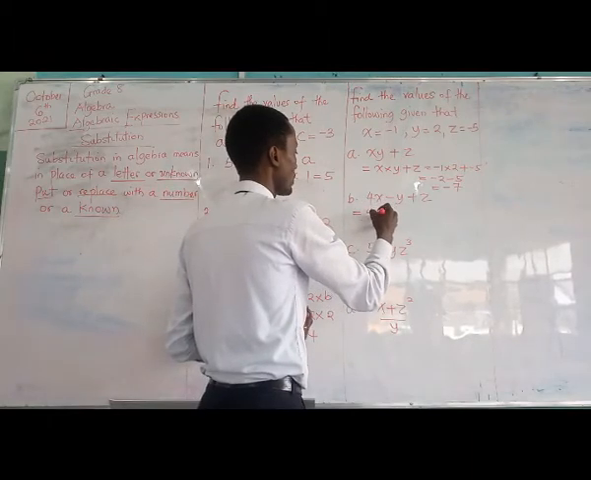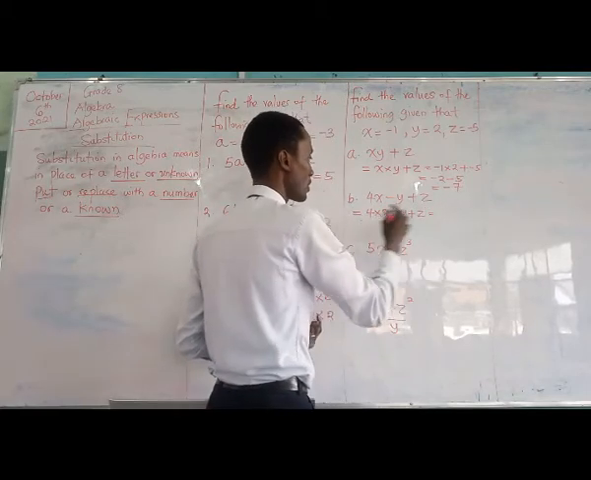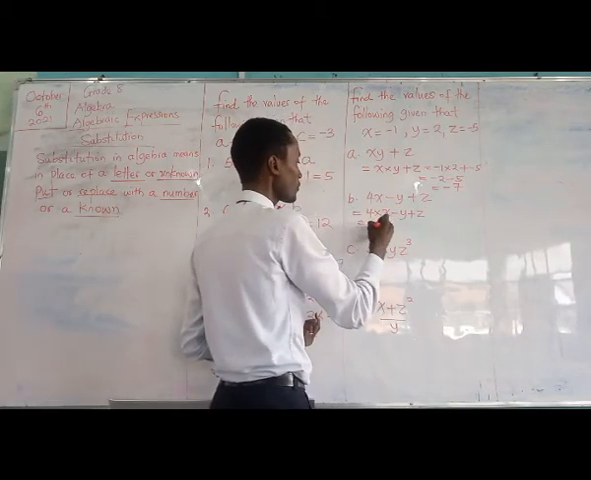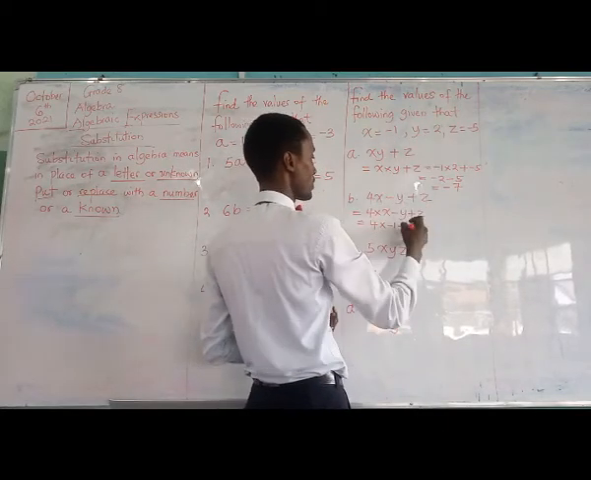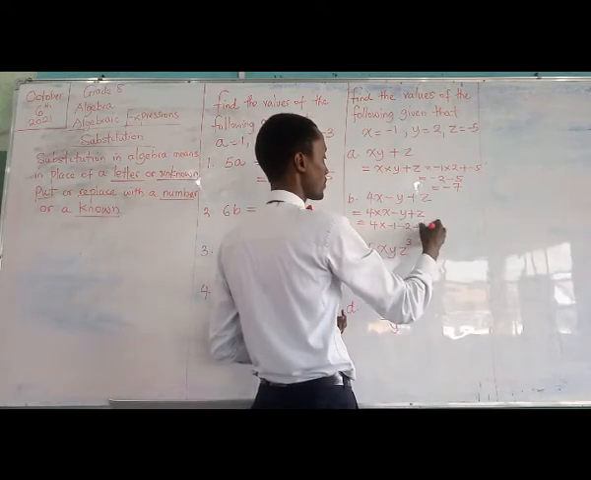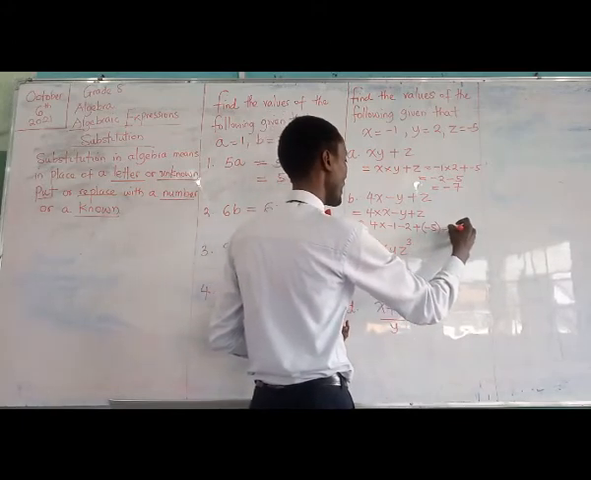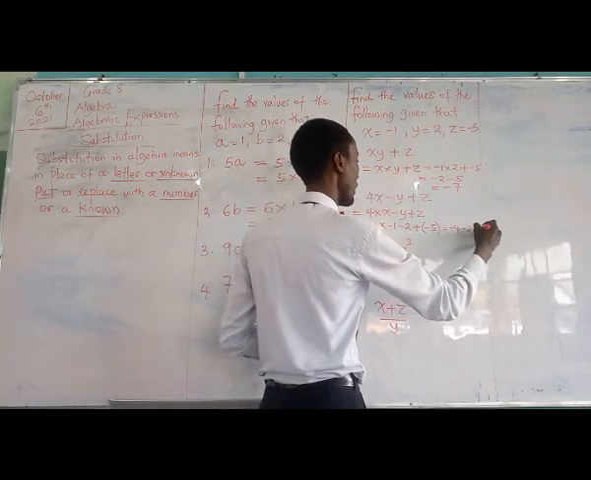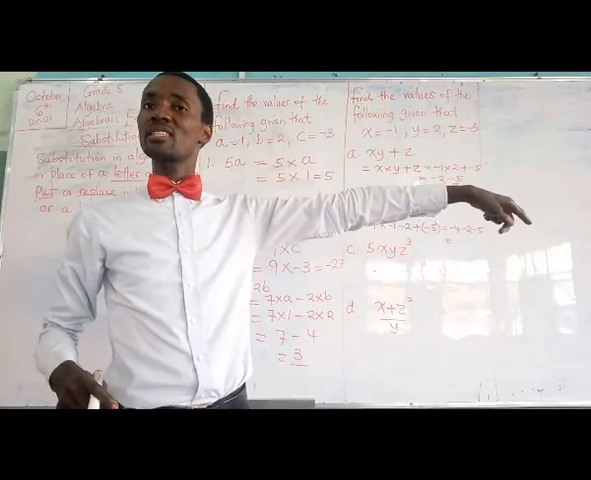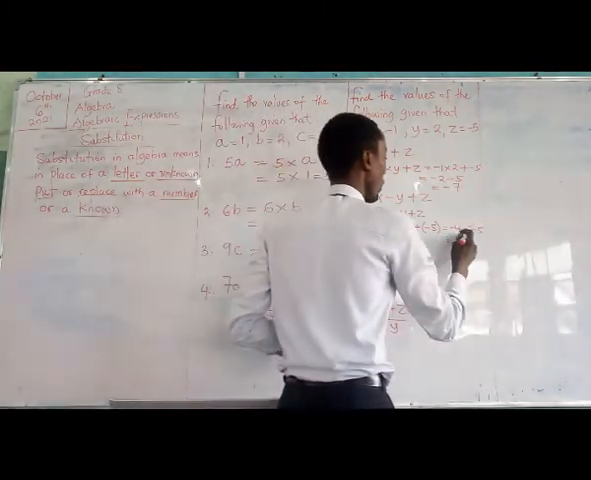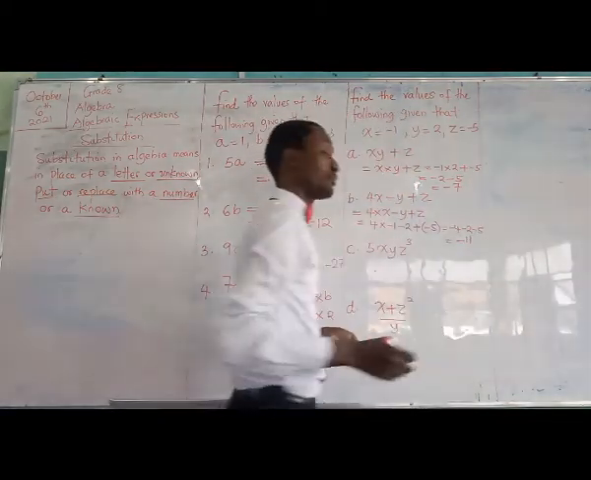This will be 4 times x minus y plus z, which will give us, we'll use the next line, 4 times minus 1 minus negative y is 2 plus negative 5. So I can rewrite this to be what? Negative 4 minus 2 minus 5. They're all negative, so I am adding. So that will give me 4 plus 2, that will give me 6 plus 5, and that will give me 11, negative 11.